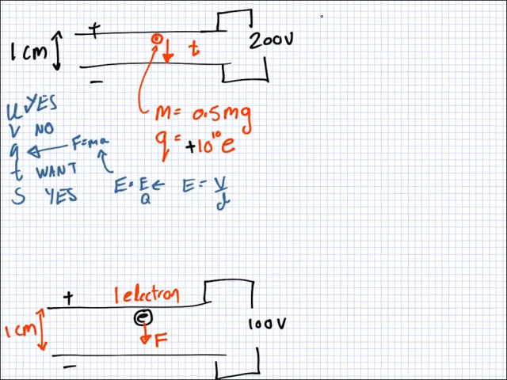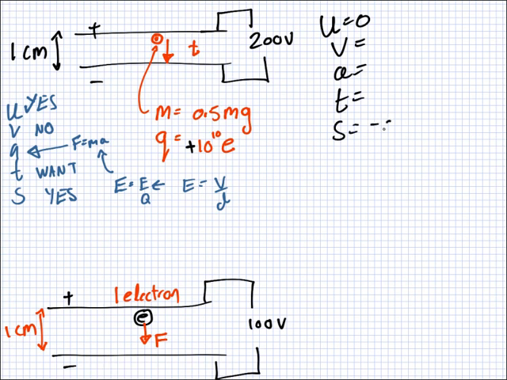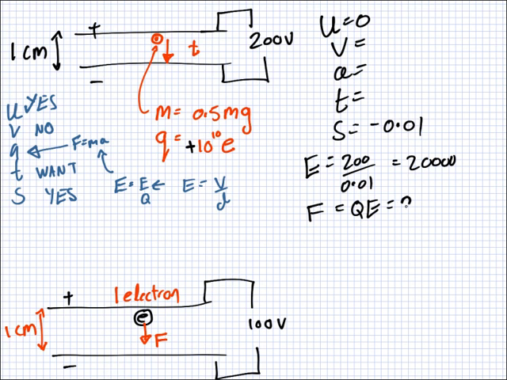So, let's put down our information. U is 0. V we don't know. A we'll know in a minute. T we want. S we could say minus 0.01. It doesn't matter. So E is 200 over 0.01, which is 20000. And then F equals QE, which equals 2 times 10 to the 14 E, if we sub that in.